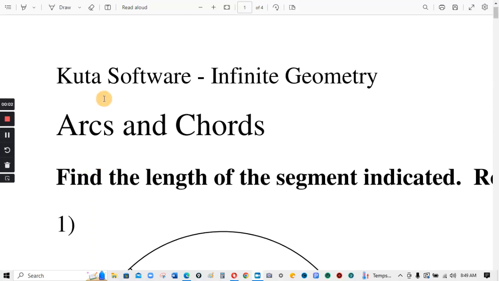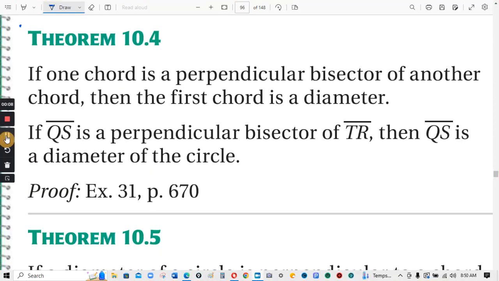This will be for the Kuta software worksheet, arcs and chords. So a few theorems you need to know before we get started. If one chord is a perpendicular bisector of another chord, then the first chord is a diameter.